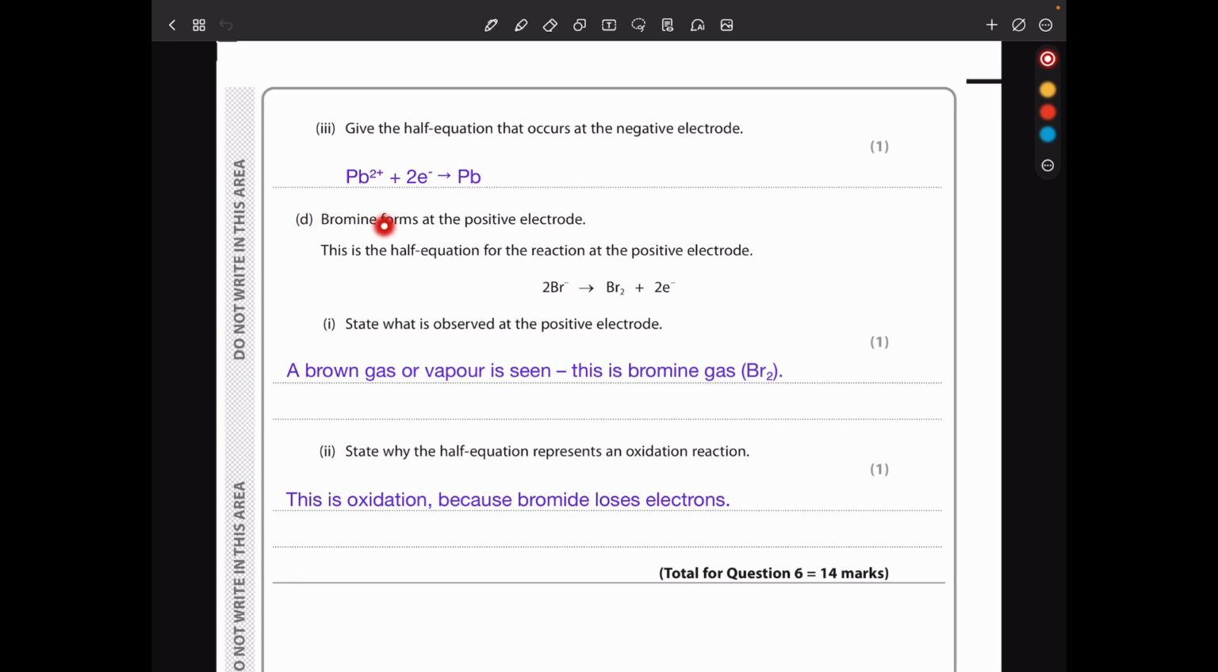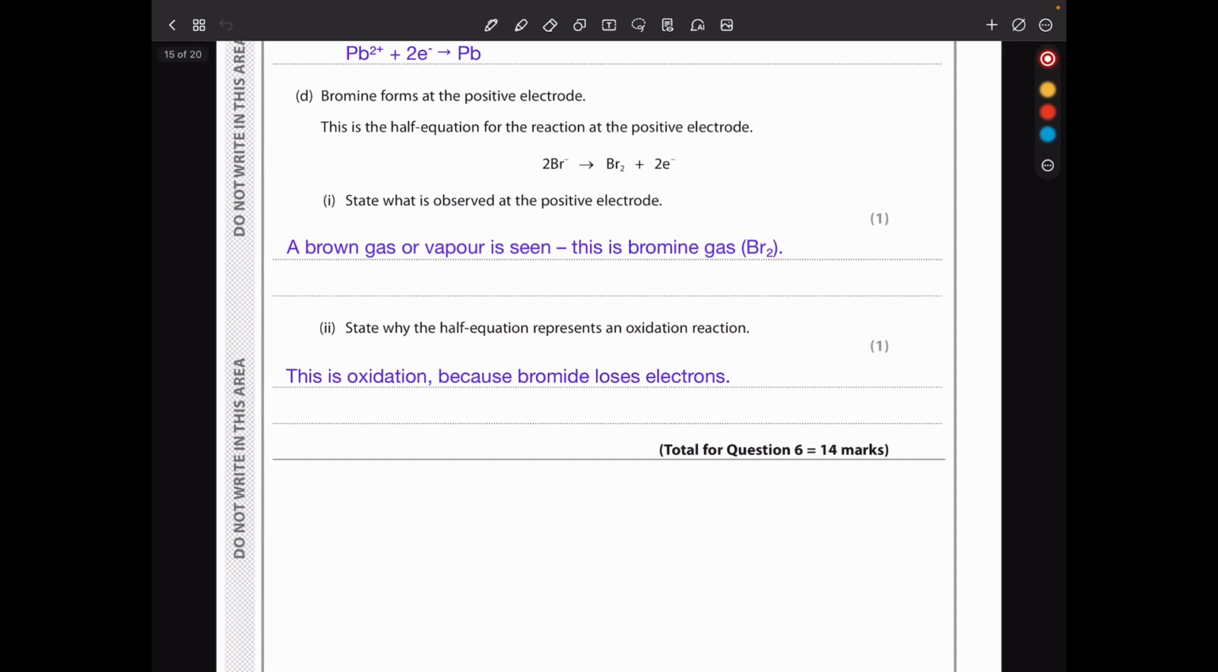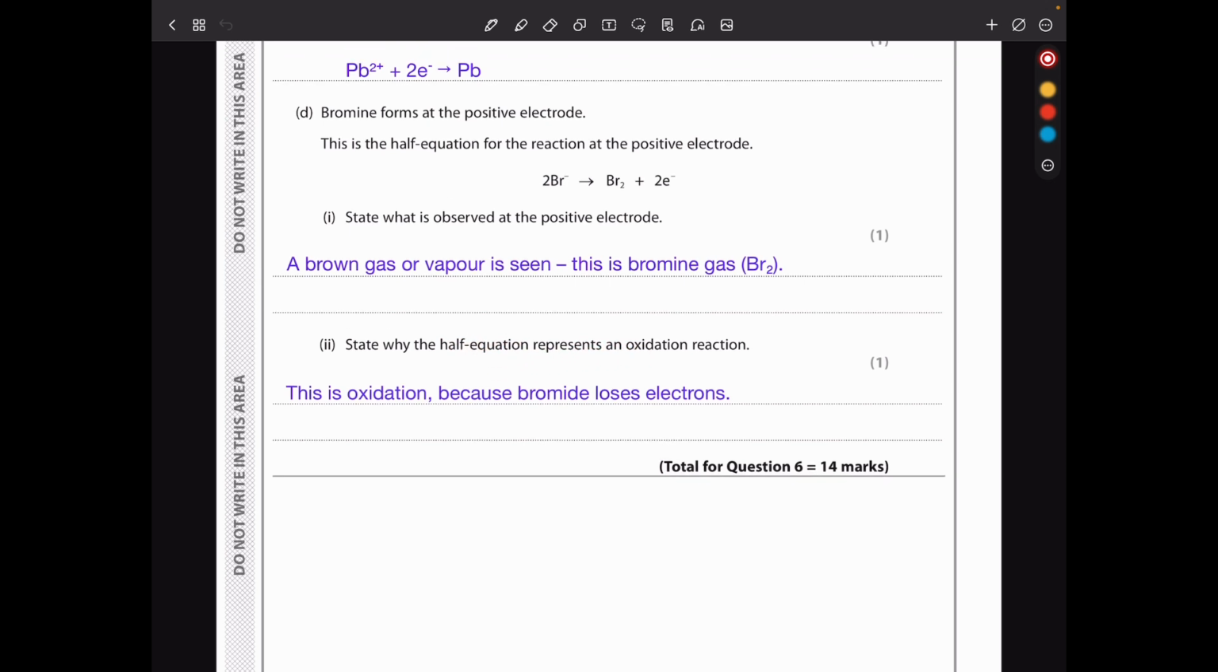Then in part D, bromine forms at the positive electrode. This is the half equation for the reaction at the positive electrode. State what is observed at this electrode. This is bromine, and you know these temperatures are going to be higher, so it's going to be a gas, a brown gas or vapor is going to be formed. Then state why the half equation represents an oxidation reaction. Oxidation is loss of electrons, so since electrons are lost, we can say bromide is being oxidized to bromine.